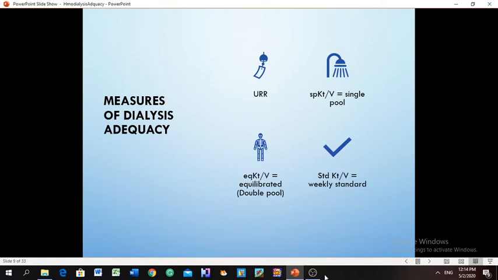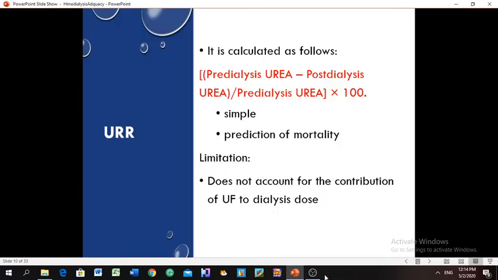The other measures of dialysis adequacy are either urea reduction ratio, single pool KT/V, equilibrated double pool KT/V, or standardized KT/V. Urea reduction ratio is calculated as follows: pre-dialysis urea minus post-dialysis urea, divided by pre-dialysis urea, times 100. It is a simple predictor of mortality. Its limitation is that it does not account for the contribution of ultrafiltration to dialysis dose.